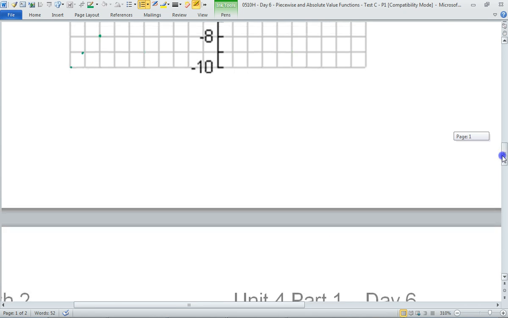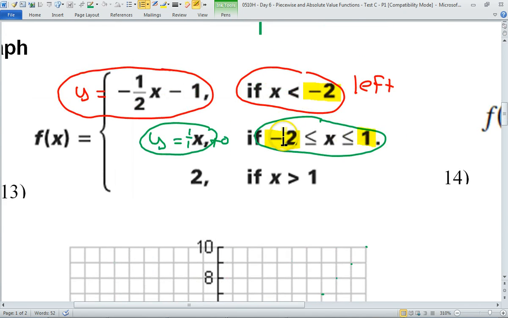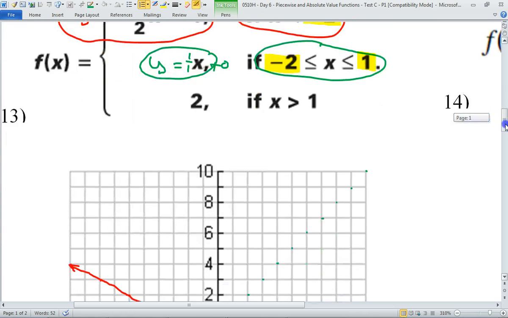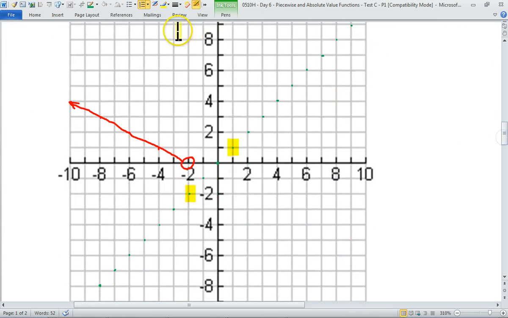And once again, I got those values from the compound inequality. So it's going to be a segment. Notice the equal to signs. Less than or equal to. Less than or equal to. That means both of these are going to be filled in. So this is going to be a filled in circle. That's going to be a filled in circle. Okay?